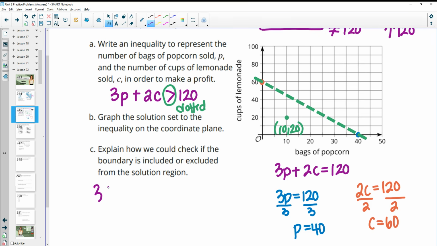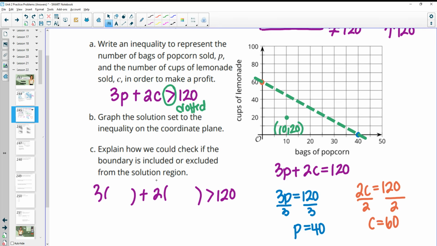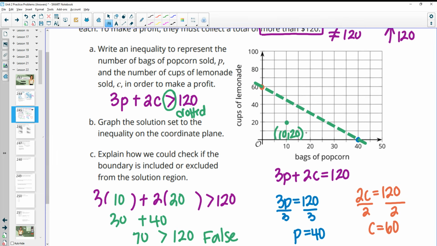Okay, so if I take this equation and I plug in that point, we will see if it's greater than 120 or not. If it is, then it's in our boundary. If it's not, then it's not in our boundary. So popcorn, so 3 times 10, and then lemonade is 2 times the lemonades. So we get 30 plus 40, which is 70, and 70 is not greater than 120. So this is false. So that point is not in our solution.